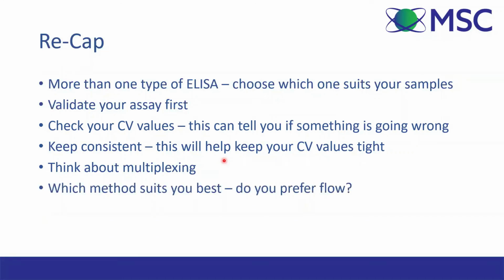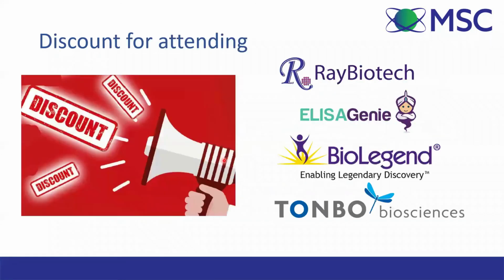In terms of which method would suit you best, some people prefer flow cytometry. I don't understand flow cytometry, so I'd much rather do an array-based multiplex. But Paul, who lives and breathes flow cytometry, would probably prefer to do flow over the array-based system. And don't be afraid to ask. There's not just Paul, Emma, and I that are available, there are other companies that sell this too. I don't think they'd mind if you asked any questions about ELISAs or about multiplexing. I'd be more than happy to help.